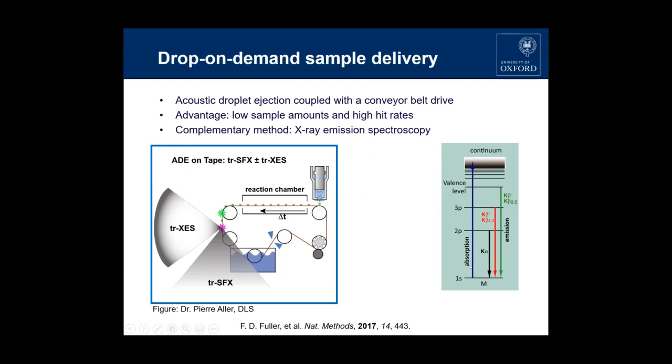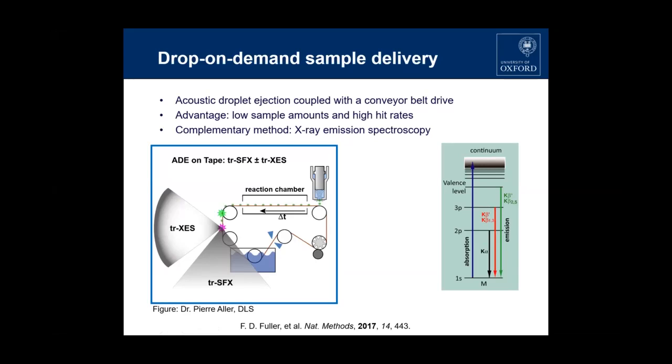In X-ray emission spectroscopy, a core electron is excited by an incident X-ray photon, and this core hole, which is created in the 1s shell, is then filled by an electron from a higher state. So in the case of the iron K alpha fluorescence lines, we have an electron falling back from 2p into the 1s, and in the case of the K beta, we have an electron falling back from the 3p state into the 1s.